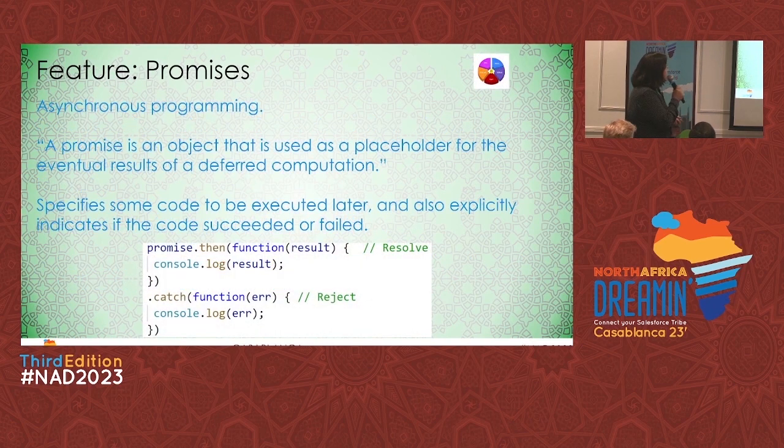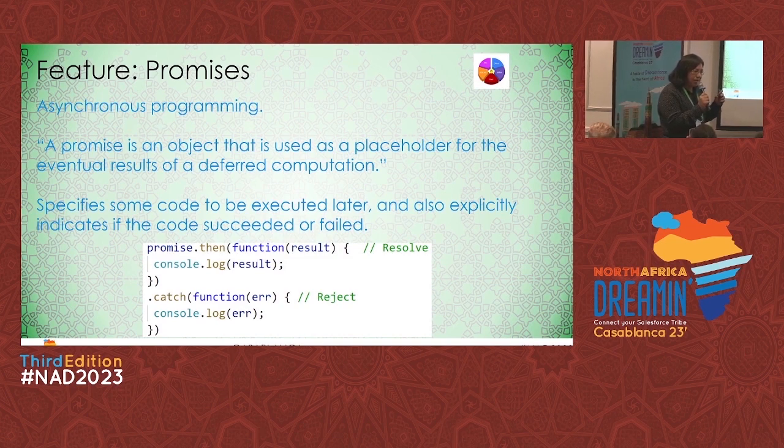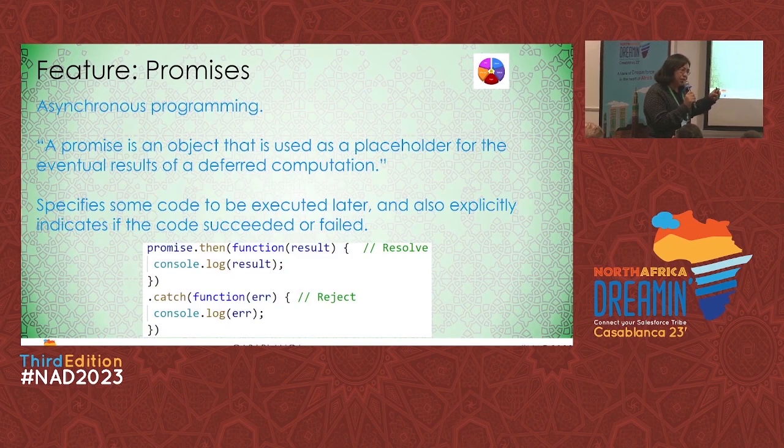The feature here is asynchronous programming, that is promises. You can think of a promise as an object that is going to be a placeholder that JavaScript is going to call after it finishes a long running computation. So in a promise, you specify some code that has to be executed if the long-running computation succeeds. That will be when it resolves, so it's the part in the then. And if some error happens, it's a reject, so it's going to execute the catch block.